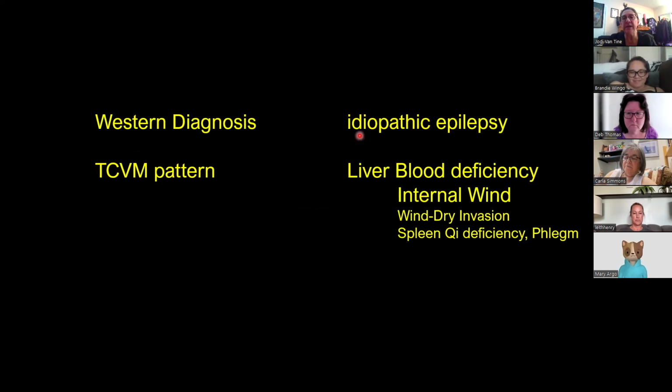So again, idiopathic epilepsy. And then the TCM pattern that I have ascribed is liver blood deficiency. I think there's internal wind from the dryness and the deficiency of liver blood. But I also think that that has made this dog susceptible to an invasion of wind dry. And then the underlying cause of the blood deficiency is going to be the spleen Qi deficiency in the diet. Okay? Does that make sense to everybody?